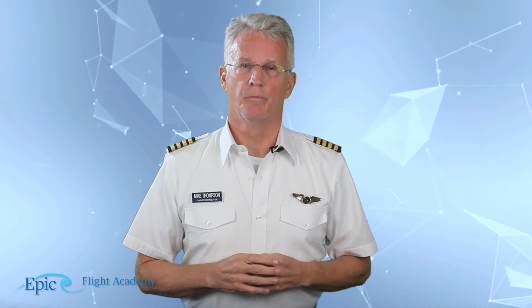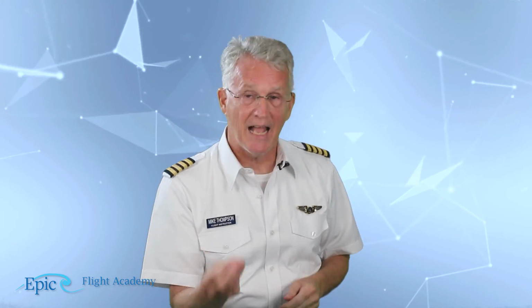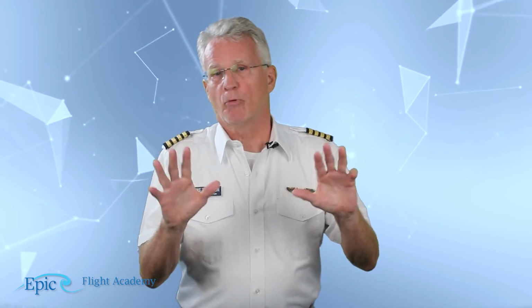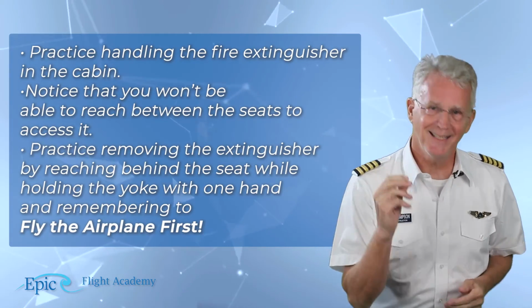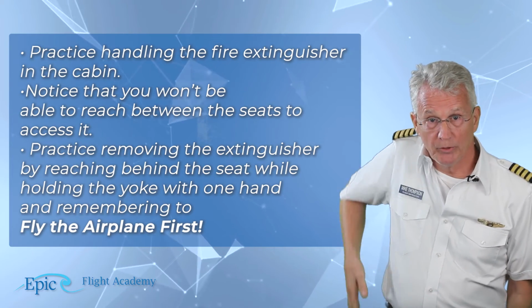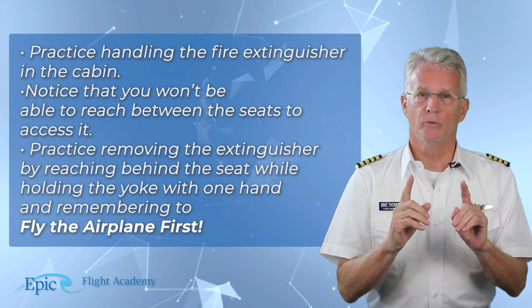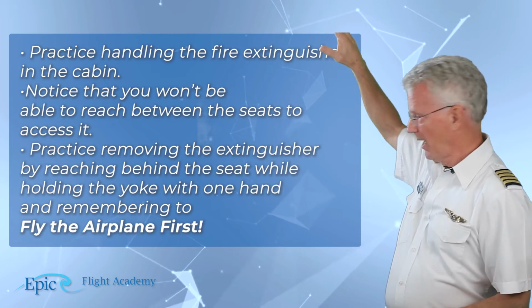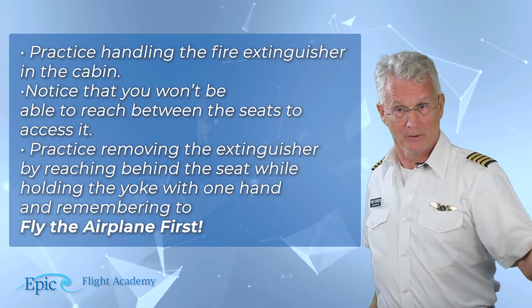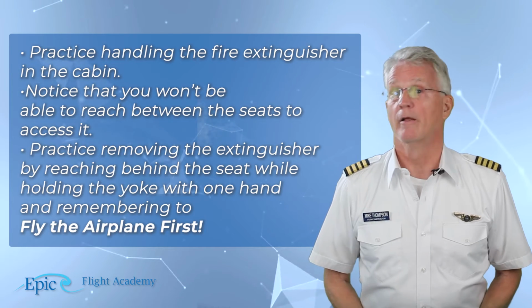Now, before we leave this topic, here's one thing I want you to do. Do this both with and without your CFI in the actual airplane while it's shut down, say as part of a pre-flight inspection. Practice handling the fire extinguisher in the cabin. Notice you won't be able to reach between the seats to access it. Practice removing the extinguisher by reaching behind the seat while holding the yoke with one hand and remembering to fly the airplane first.